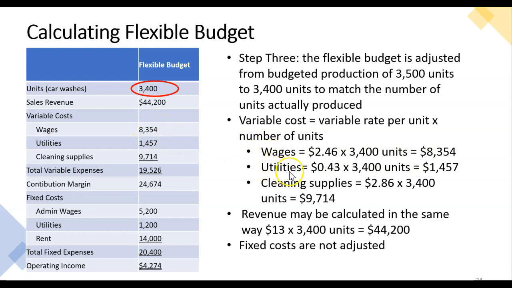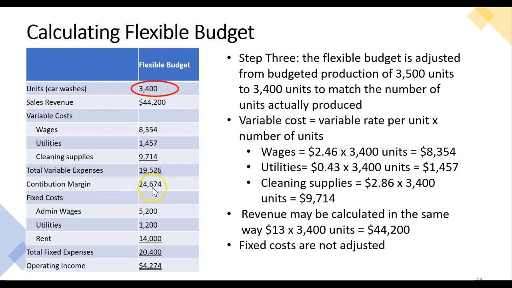Same thing for utilities. We take the rate that we calculated in the last slide, 43 cents, multiply that by the number of car washes we actually did in the period. That gives us total expenses of $1,457. That goes right there. Same thing for cleaning supplies. We take that variable rate, multiply it by the number of car washes we actually performed, and that gives us what our total cleaning expenses should be. So these are what our total variable expenses should be at a volume of 3,400 car washes.